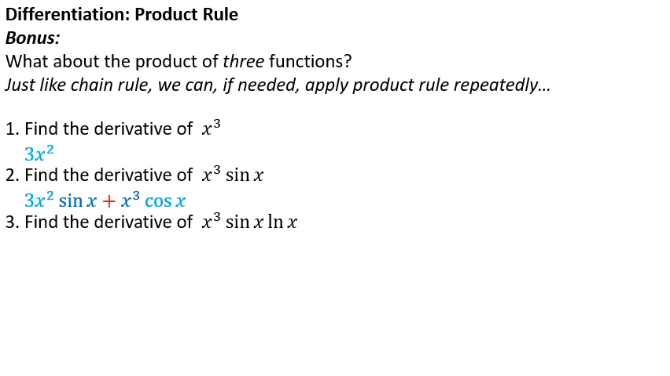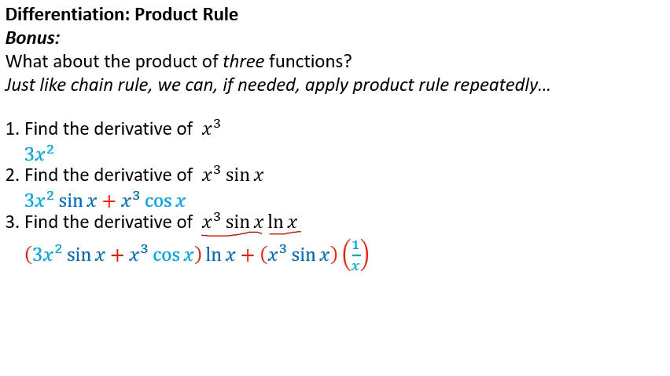Well, let's treat this as x cubed sine x multiplied by ln x. So this can be one of our functions, and this can be the other one. Once we think of it like that, we can see that the first function is something we already have the derivative of, and the second function is ln x.